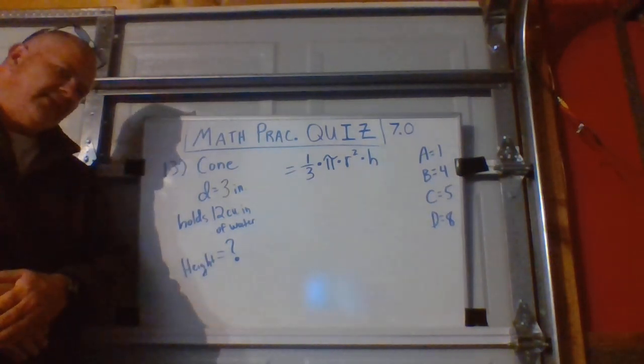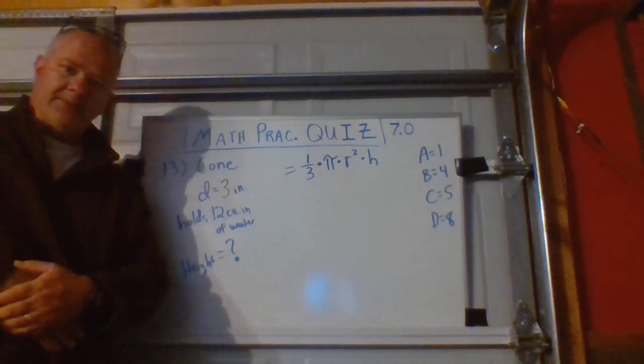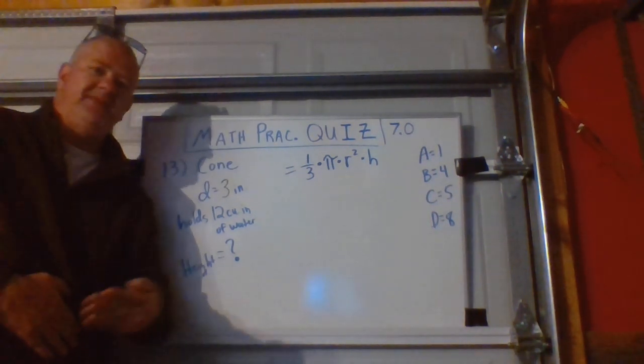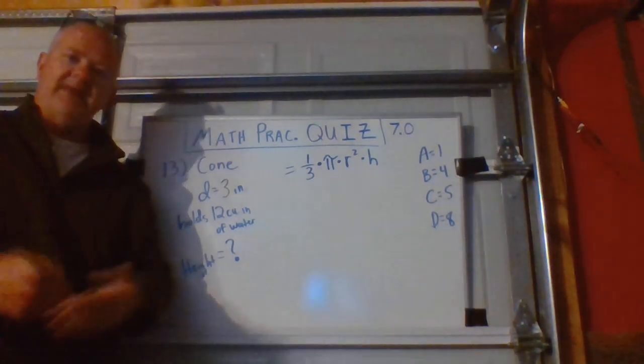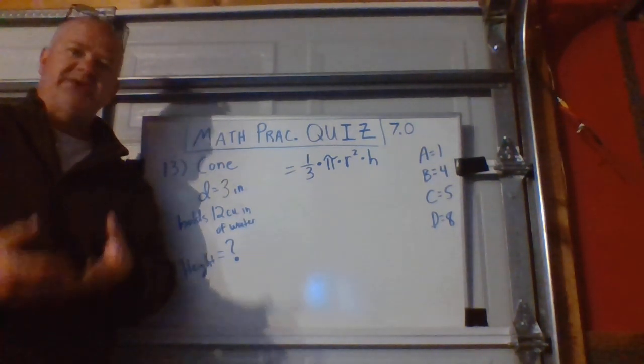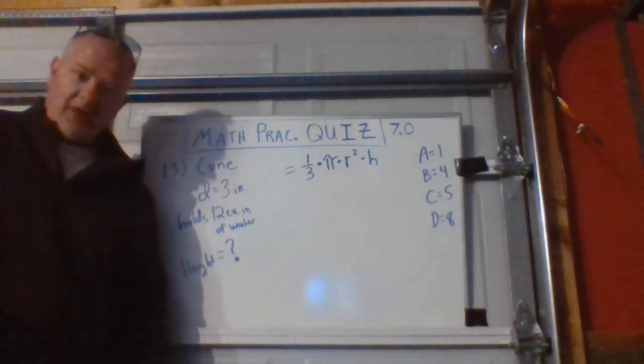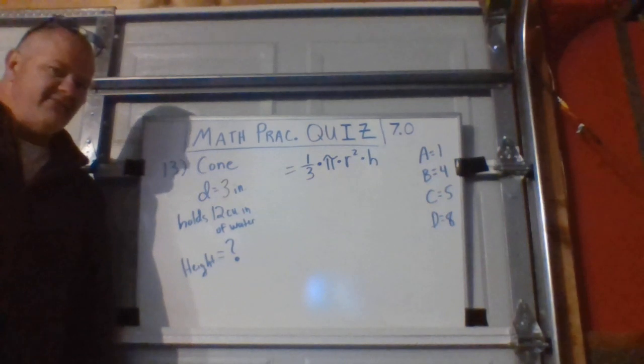The other big thing here is cubic inches. Anytime we're talking cubic inches, cubic feet, cubic yards, that is a volume. You can almost think of a cube or an ice cube. How many ice cubes can you fit into a refrigerator? That's volume. So we know we're talking about volume.